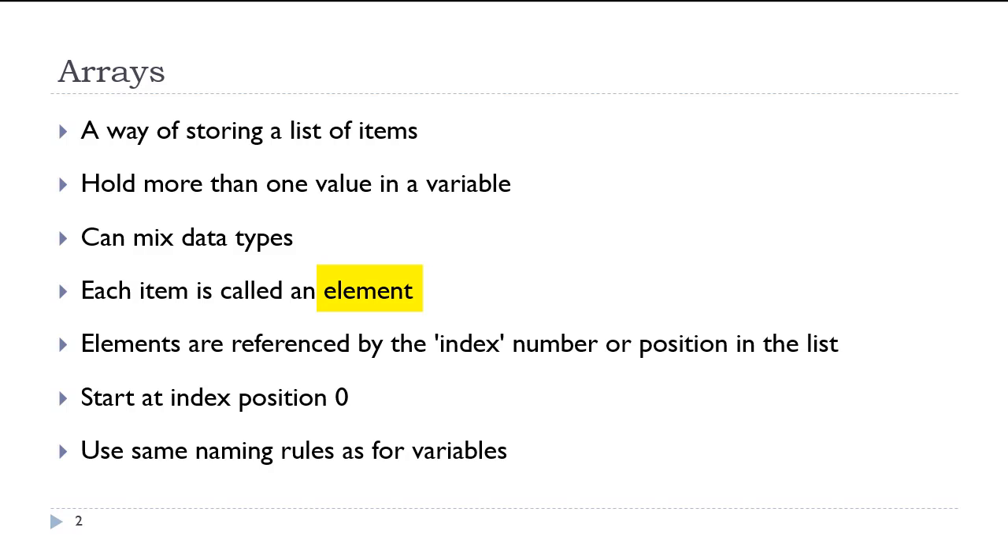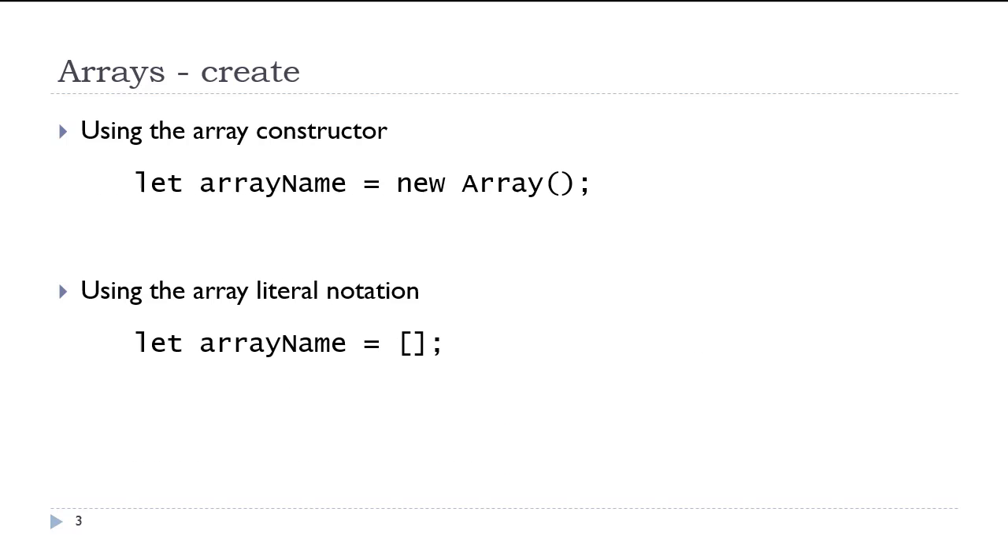Each item is called an element, and the elements are referenced by an index number or their position in the list. Indexed positions start at 0, and because they use a variable to identify the array, we use the same naming rules as we do for variables.